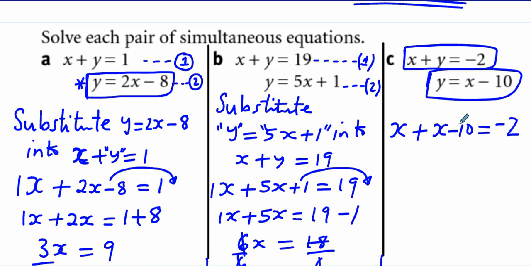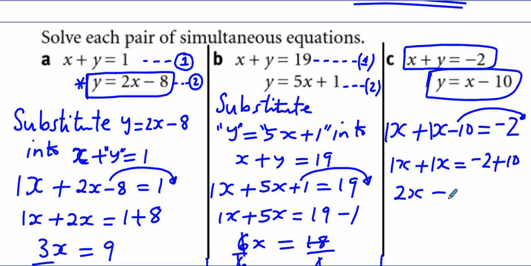Collect like terms, this negative 10 should be going there. And this, there is no number, so you keep 1, you keep 1 over here, so this will be 1x plus 1x equals negative 2 plus 10. So this will be 2x equals negative 2 plus 10. Flip the numbers, you'd be getting 10 minus 2, and that is 8. So to find the value of x, you need to divide by 2, so x equals 4.